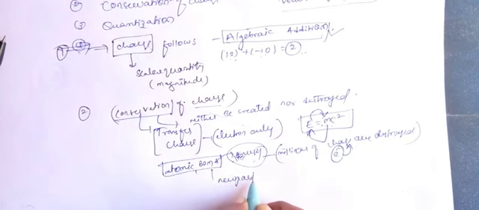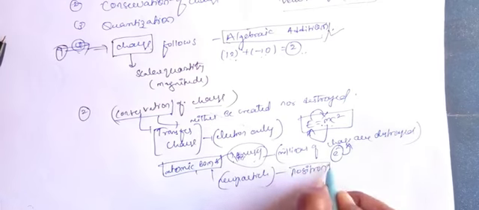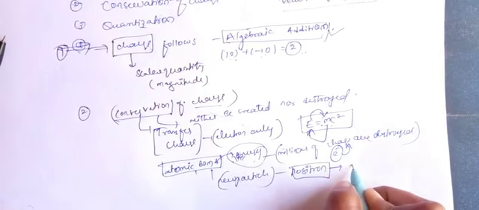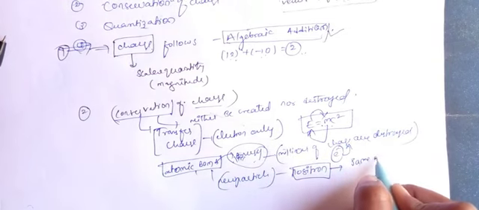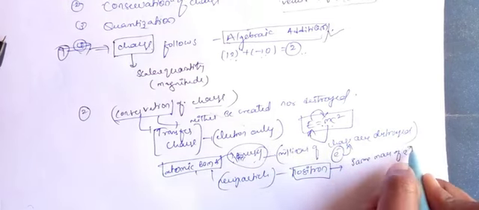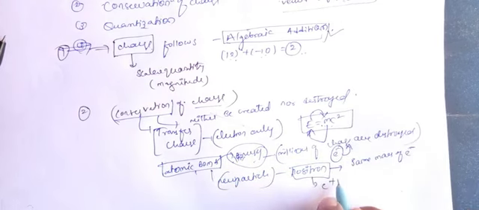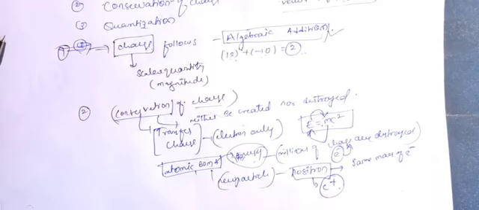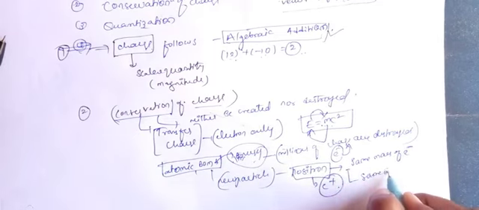So that particle is the positron. Positron means it has the same mass as the electron. The positron is denoted by e+, and the electron is denoted by e−. And it has the same charge.